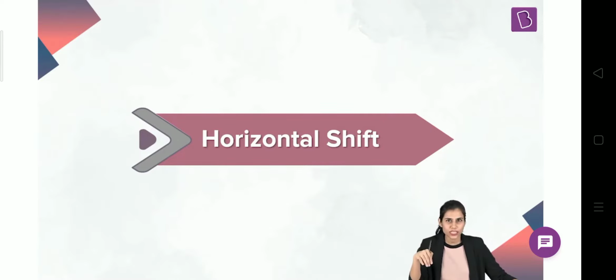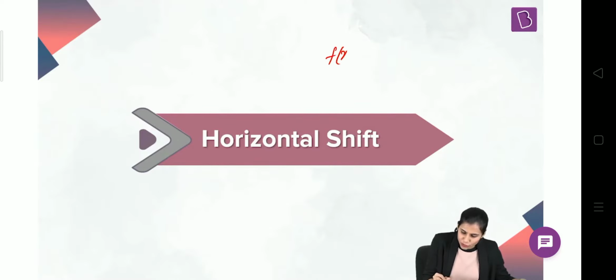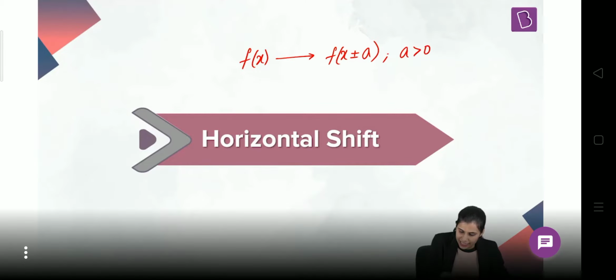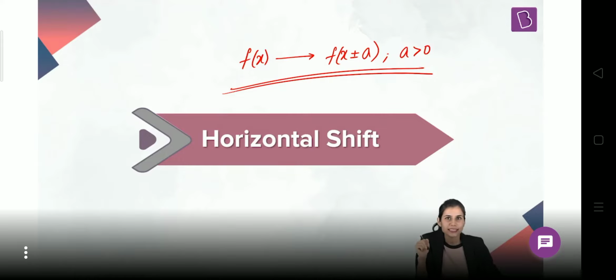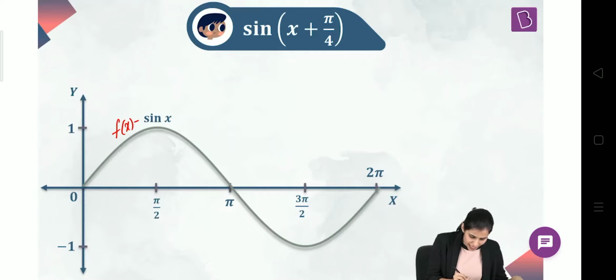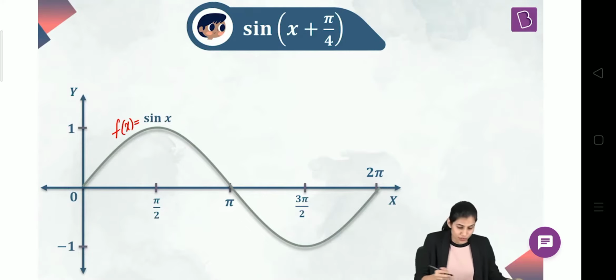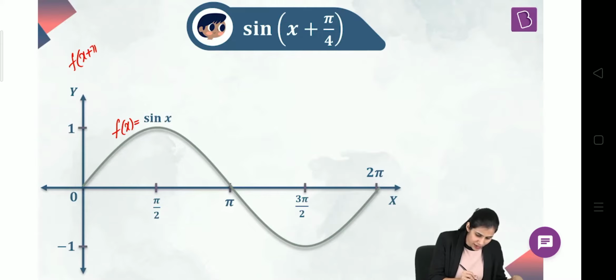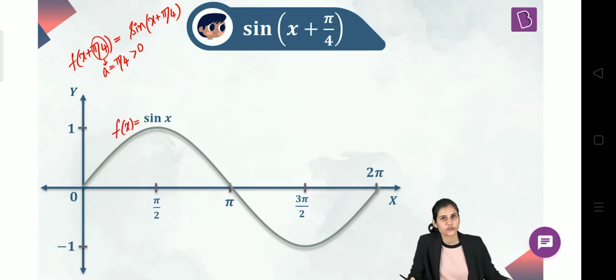Coming up next is the transformation horizontal shift. The question which this transformation caters to is how to draw the graph of f of x plus a or f of x minus a from the graph of f of x, where a is again some positive constant. To answer this question, let's take the help of an example. So in here I have the graph of f of x equal to sine x with me, and I want to sketch the graph of f of x plus pi by 4, which is obviously sine of x plus pi by 4. In here you can see that I am taking a to be pi by 4, which is a positive constant. Well, let's use the conventional method to do so.